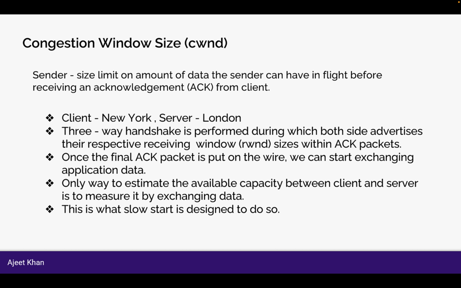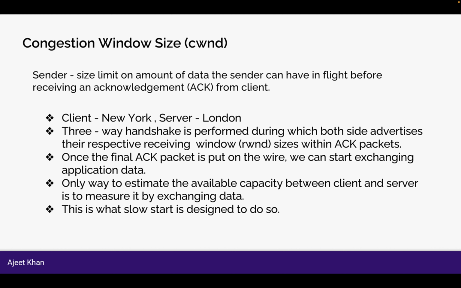So to avoid this scenario, we have something called the congestion window size, which is also known as CWND. In CWND, there is a limit on the amount of data the sender can have in flight before receiving an acknowledgement from the client. Let us understand this scenario with an example.